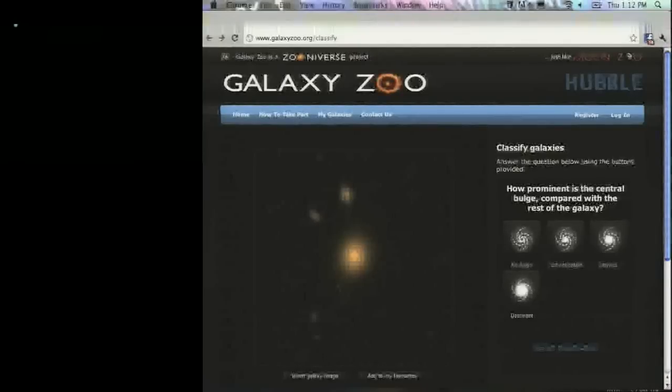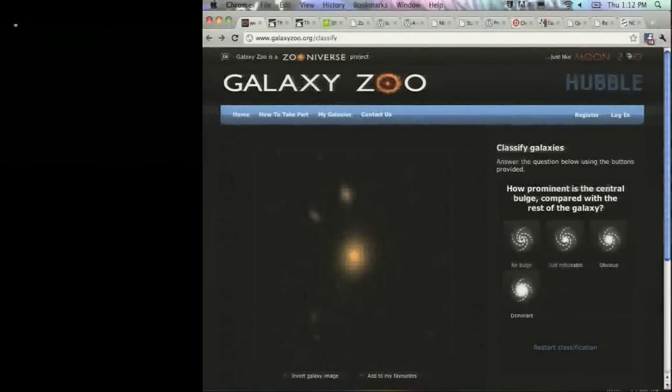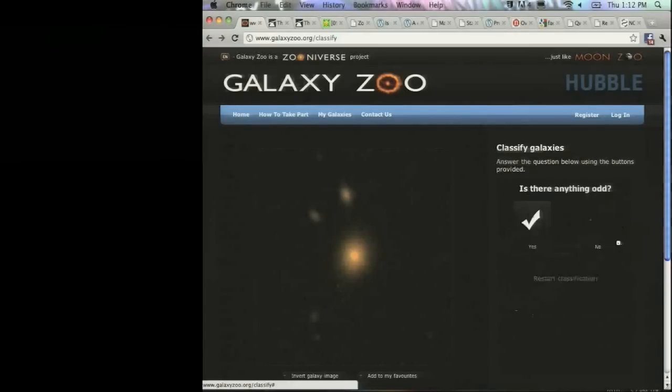It's actually a fairly complicated one. How prominent is the central bulge compared with the rest of the galaxy? So there's a whole bunch of options there. There's no bulge, just noticeable, obvious, or really dominant. Yeah, okay. Is there anything else that's odd about this? It's kind of hard for you to answer, actually, not having seen a bunch of them. But I'll just tell you, I think the answer is no. It's not particularly unusual.